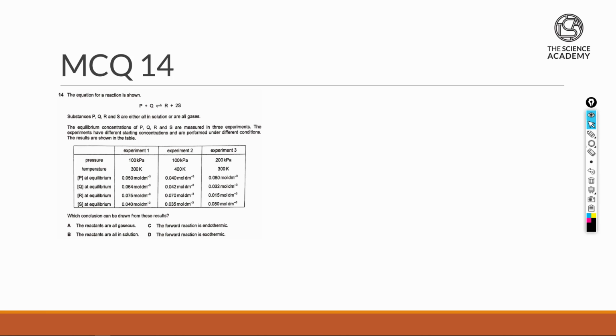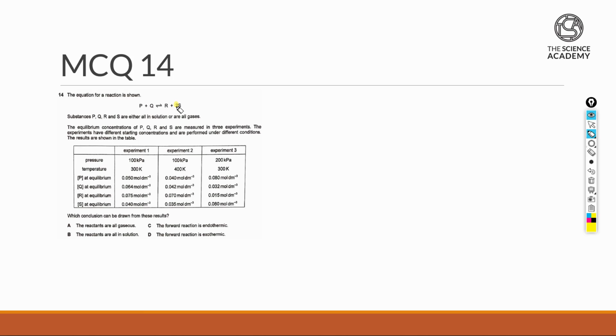MCQ 14 is another chemical equilibrium question. Here we have the equilibrium of P plus Q to give us R and 2S. Now the 2 will be quite important for this question later on. So they are either going to be all solutions or they are either all gases, and we're given certain experimental conditions in E1, E2, E3, varying conditions, and PQRS at equilibrium, the amount actually differs.